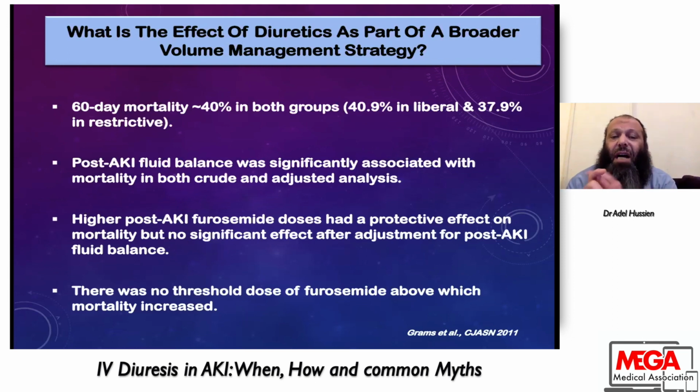Higher post-AKI furosemide doses had a protective effect on mortality, but no significant effect after adjustment for post-AKI fluid balance. And this is a very important finding: higher doses do not have an impact on mortality after adjustment for post-AKI fluid balance. There was no threshold dose of furosemide above which the mortality increased. They did not mention it in the study.